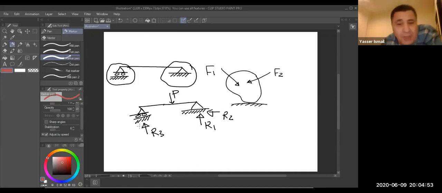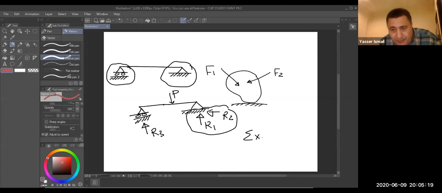R3 is perpendicular to the movement of the roller support, always perpendicular to the movement plane. We have two reactions in the X direction and the Y direction. So when you study equilibrium, the body is in an equilibrium state when sigma x equals 0, sigma y equals 0, and sigma moment at any point of the beam equals 0.